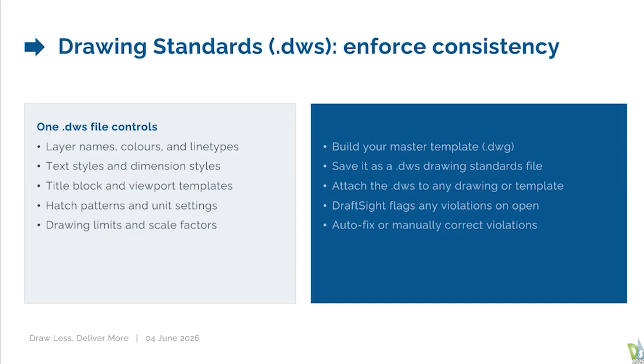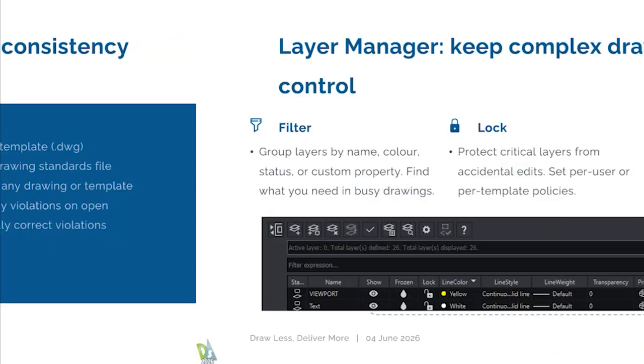So some advice: build your master template that you can distribute to your entire team, save it as a DWS drawing standard file, attach it to any drawing or template, and DraftSight flags any violations on open and auto fixes or manually corrects violations. So basically your current projects will be measured to your standard. Your standard will be like gospel, we can put it that way, and everything needs to comply to that gospel. And that's a nice thing. The software itself will fix anything that can be fixed automatically, or manually if the user has to do it themselves.